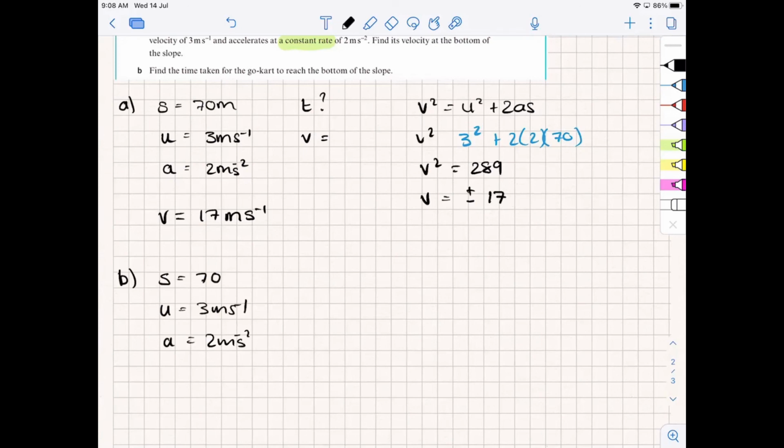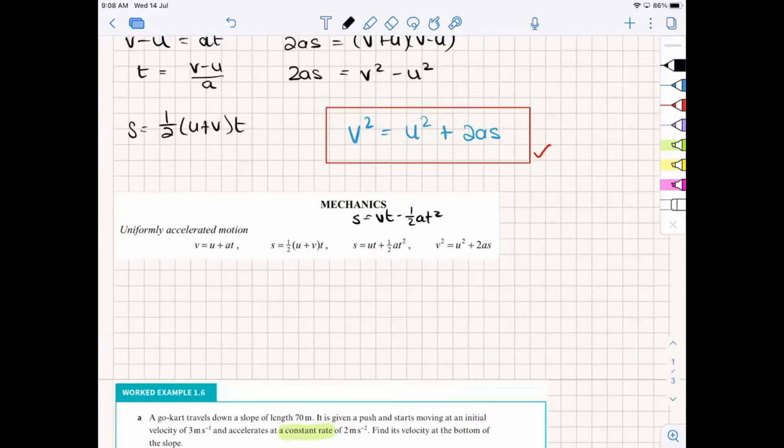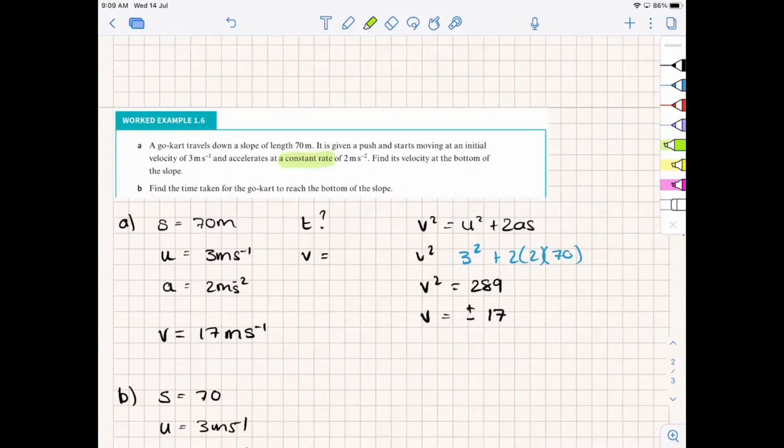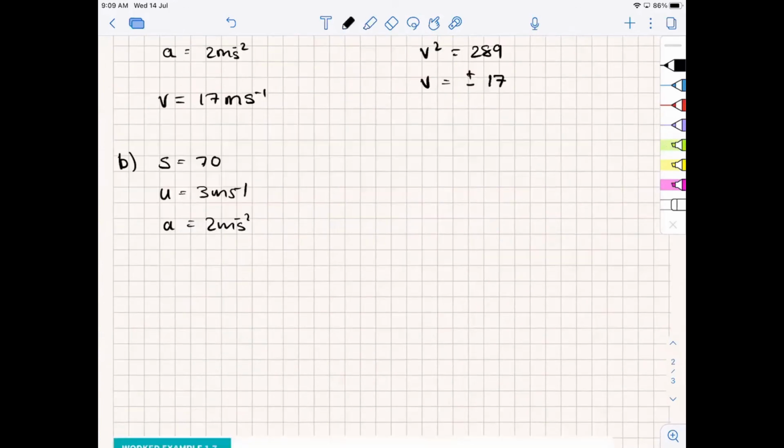And I want to look at a formula that helps me find time, but that doesn't rely on me knowing my final velocity. So if I look at the equations that I know, the only equation that does not rely on final velocity is this one over here, right? It doesn't rely on us knowing the final velocity, and so that's what we will use. We will use displacement equal to ut plus a half at squared, and we will just plug in the information that we are given.